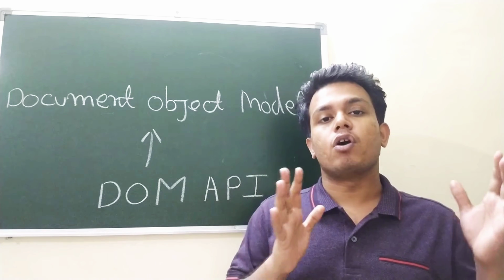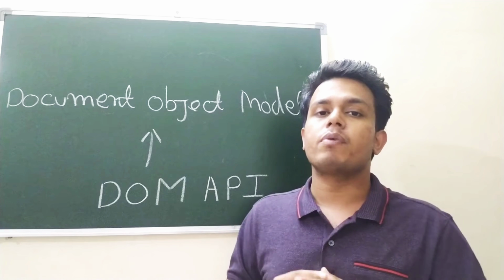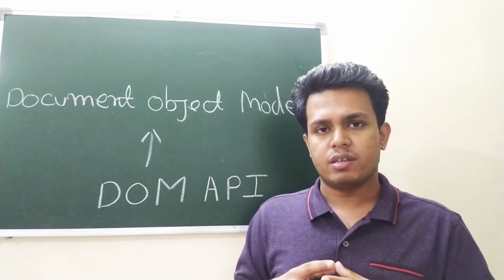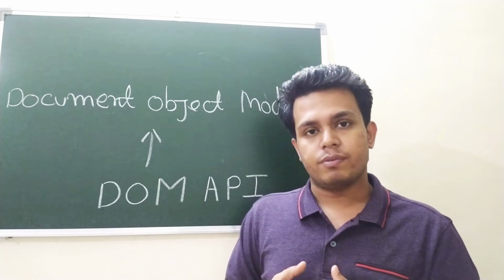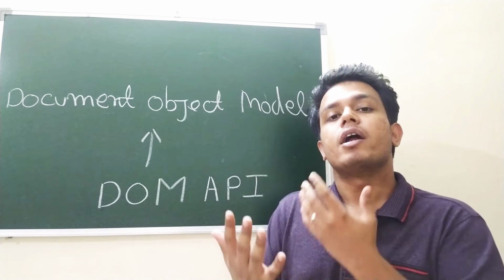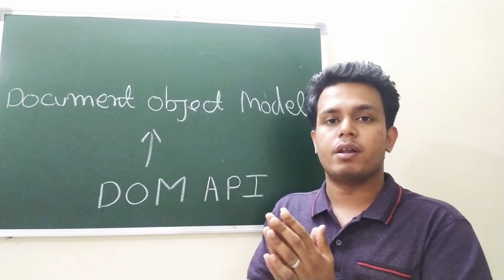HTML doesn't have any logical mind in it. We cannot do any dynamic task with the help of HTML only or CSS. They are just for representing the data on the browser. They just help us to display the data on the browser. That's all about HTML.